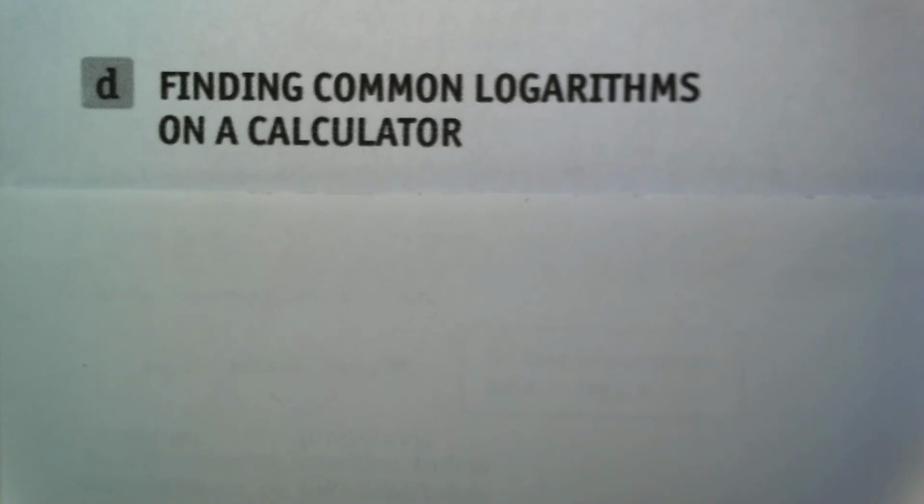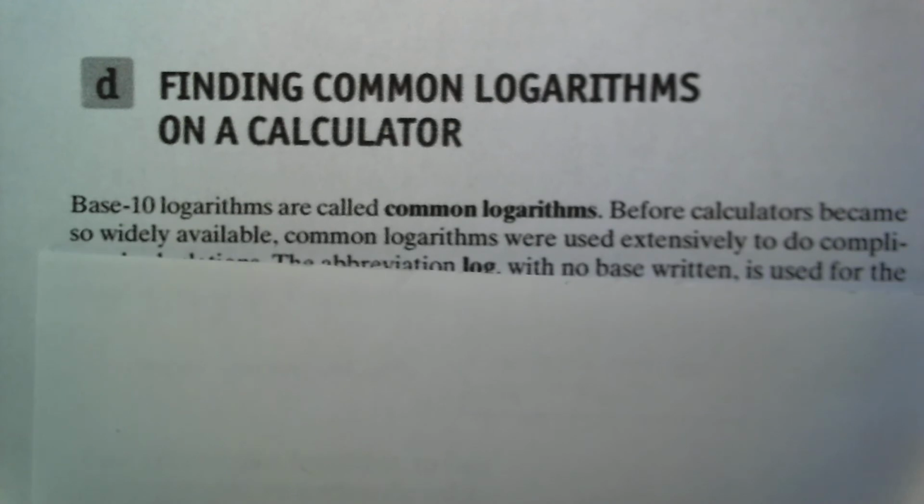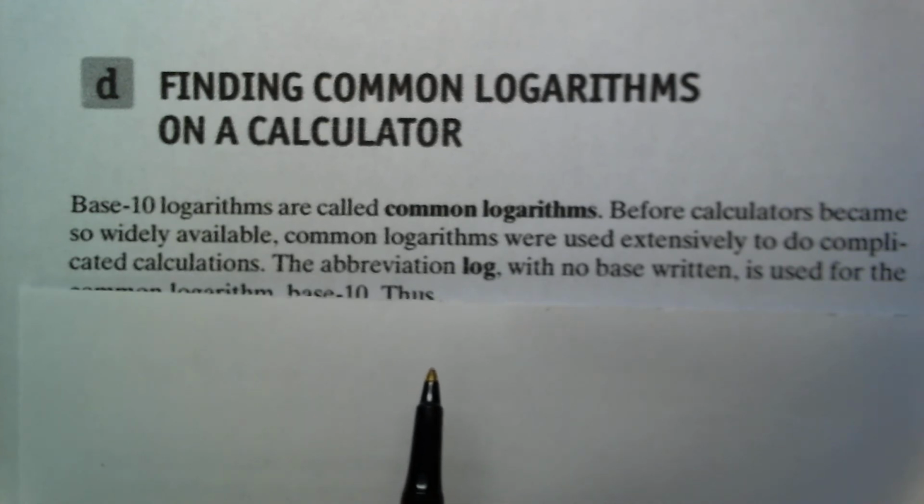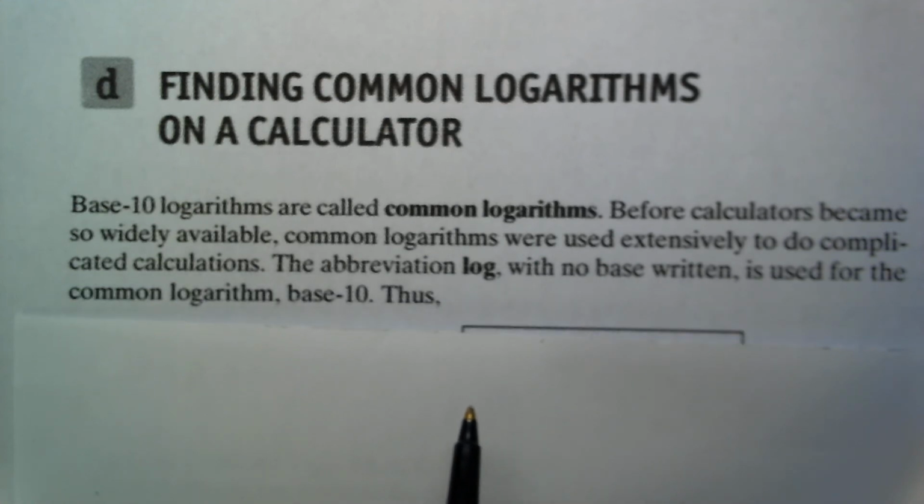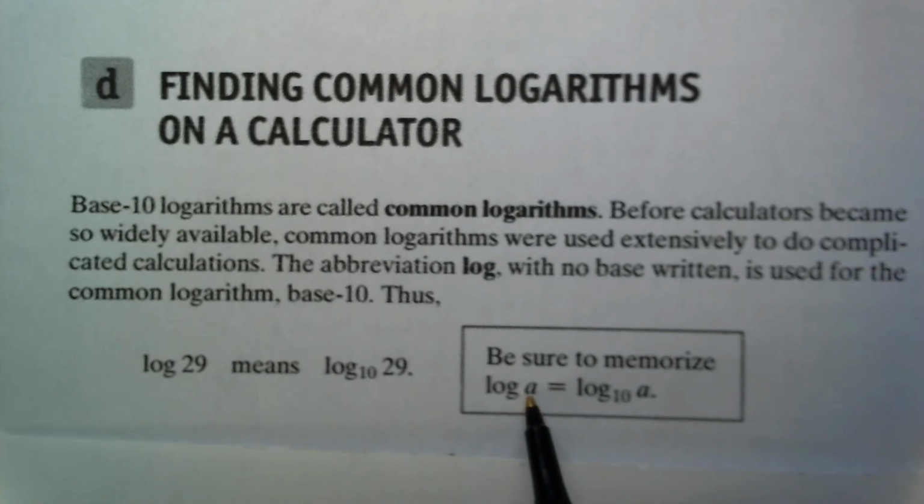Next, we'll be discussing common logarithms and how to find them on the calculator. The base 10 logarithms are called common logarithms. Before calculators became widely available, common logarithms were used extensively to do complicated calculations. The abbreviation log, with no base written, is used for the common logarithm base 10. In other words, when you see that expression, base 10 is implied. Log of 29 really means log base 10 of 29. So this is an important thing to memorize: log of a simply means log to base 10 of a.